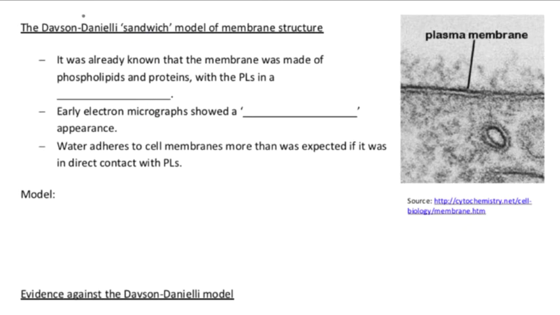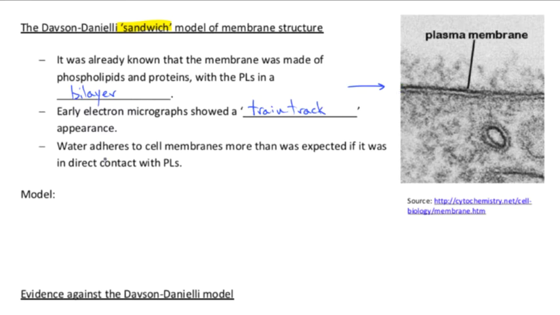So before the Singer-Nicolson model, there was a model called the Davson-Danielli model, named after the scientists who developed it, and it was really a sandwich model of the cell membrane. It was already known that the membrane was made up of both phospholipids and proteins, and that the phospholipids were in a bilayer, just like we think of them now. And early electron micrographs showed a train track appearance like this, where you had dark alternating with light, alternating with dark in layers, dark, light, dark. And it was thought that that represented protein, and then phospholipid, and then protein.